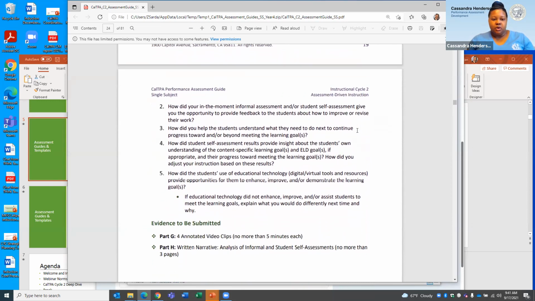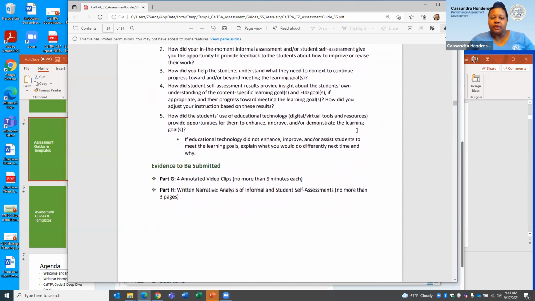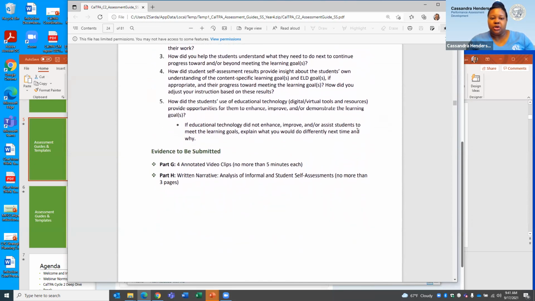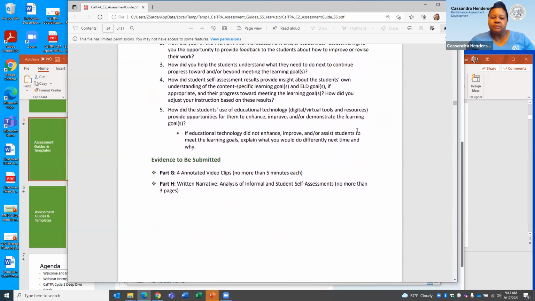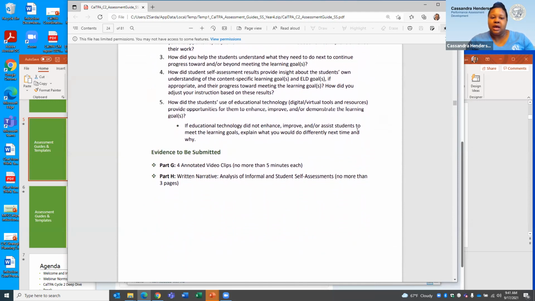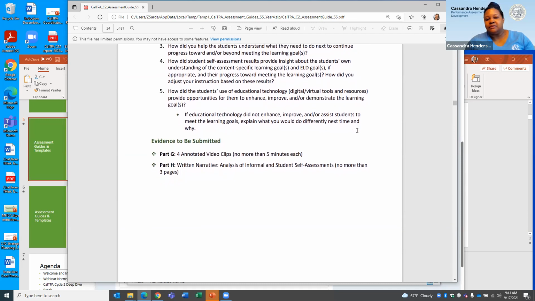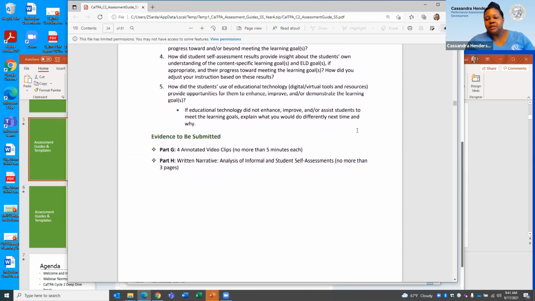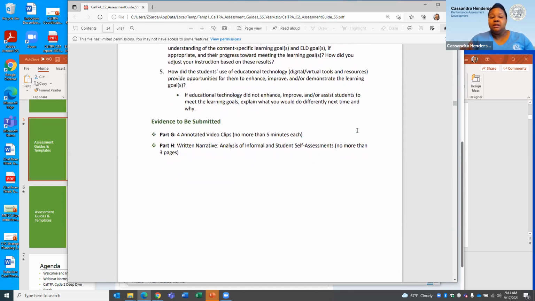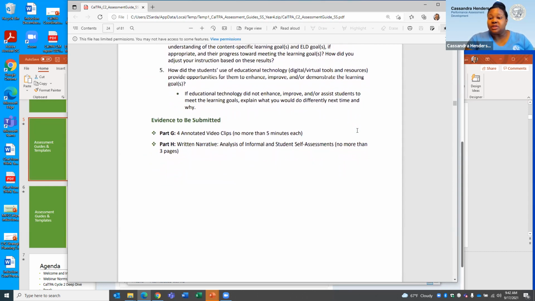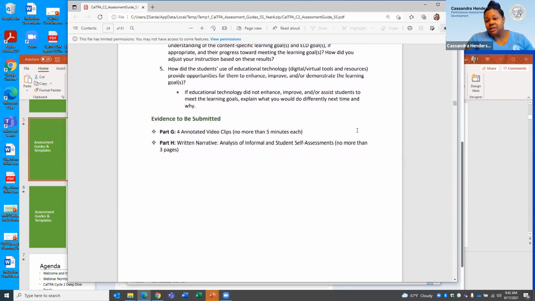Okay, we keep going. It shows the evidence to be submitted for this step. Step 2 is part G, the 4 annotated video clips, no more than 5 minutes each, and part H, the written narrative, answering questions on the analysis of informal and student self-assessment, no more than 3 pages. The page limits are important. Assessors will stop reading at that page limit.